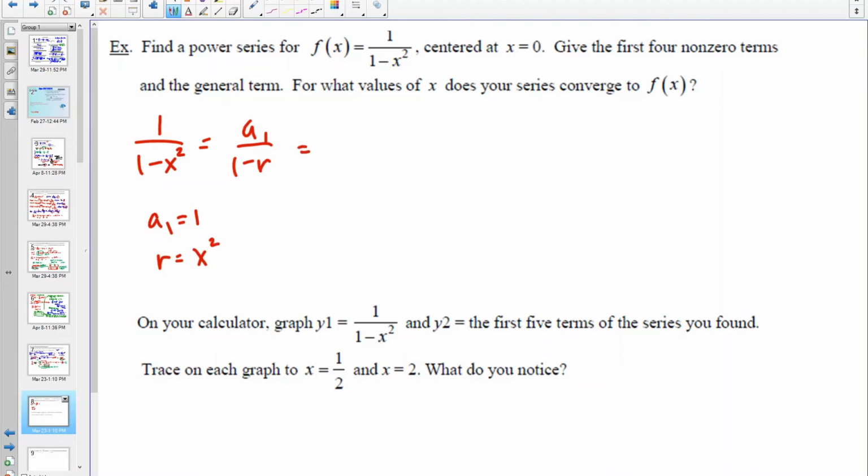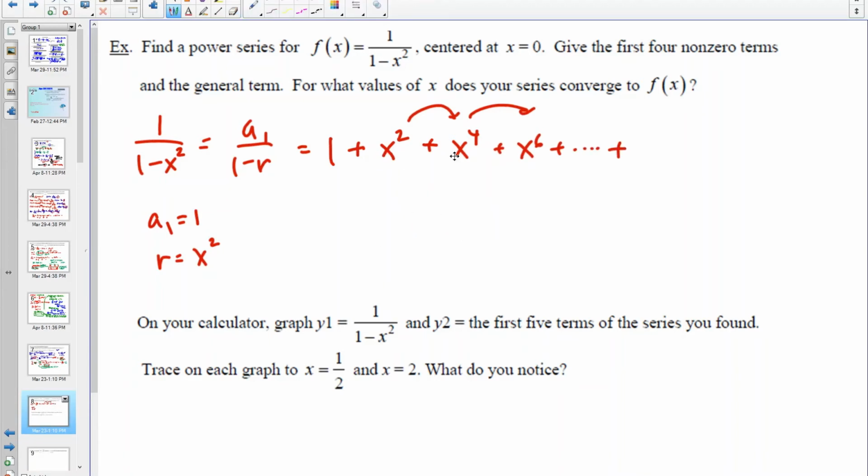So this summation is equal to 1, plus, then you multiply by x squared. Now make sure we're multiplying right. x squared times x squared is going to give me x to the 4th. Then you multiply by x squared again, so x to the 4th times x squared will give me x to the 6th, and so on, plus.